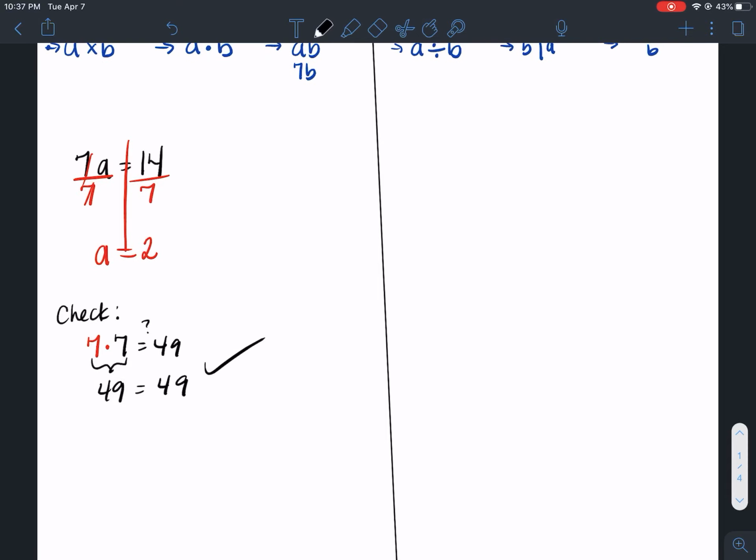Now I'm going to keep the same one, but what if this was written as 14 equals 7A? It's the same thing. I have an equal sign, I have a 7A and a 7A, and I have a 14 and a 14. The only difference is now they're flipped. Doesn't matter. I would still solve it the same way. You are going to divide by the number that is on the same side as the variable. So I'm going to divide by 7, not by 14. Just because the order changed doesn't mean the number I divide by changes.